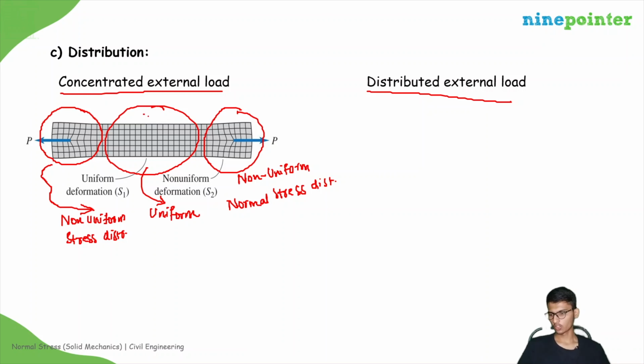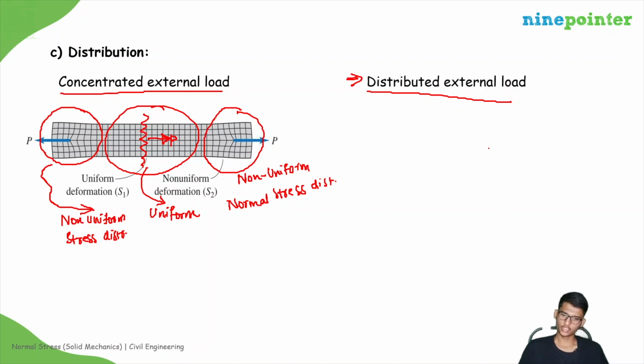But at every cross section, if you cut every cross section, the overall load should be P, right? The normal stress sigma may vary in the cross sectional area, but the overall force, meaning integral of sigma dA over the cross section, should be equal to P, because this is in equilibrium.